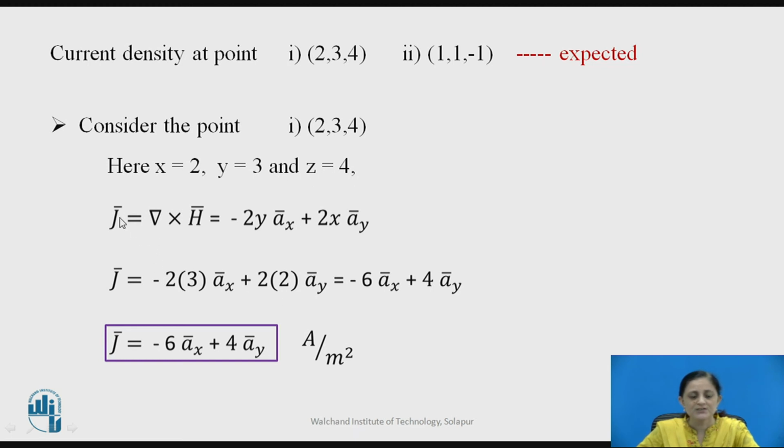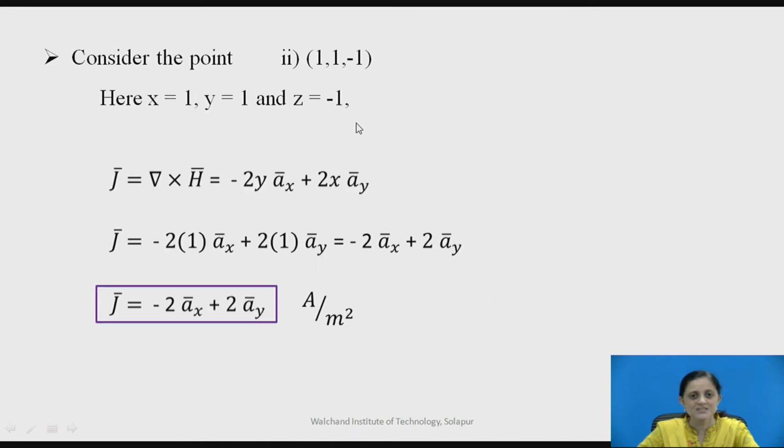So we are getting the equation for j bar, that is del cross h bar is equal to minus 2y a bar x plus 2x a bar y. Here you can put the value of y as 3 and x as 2. So by putting the values of x and y in this equation, you are getting the equation for j bar as minus 6 a bar x plus 4 a bar y. Unit for the current density is ampere per meter square.